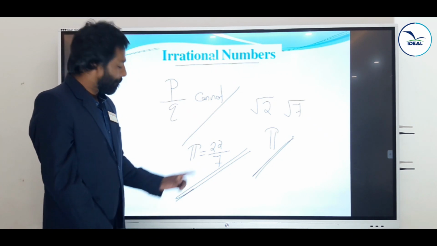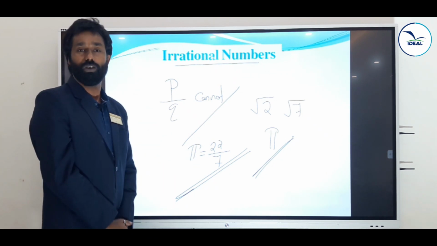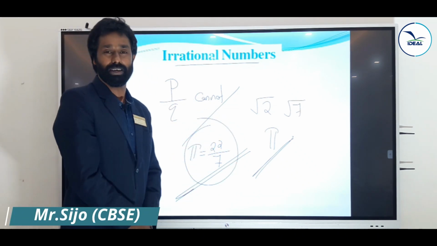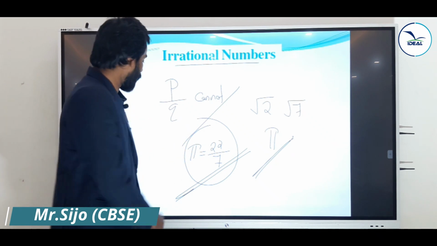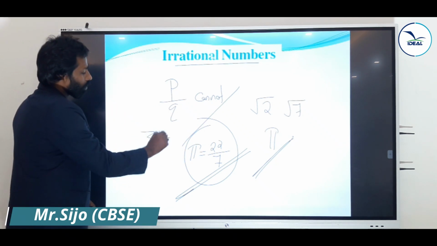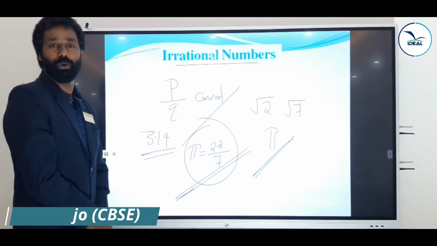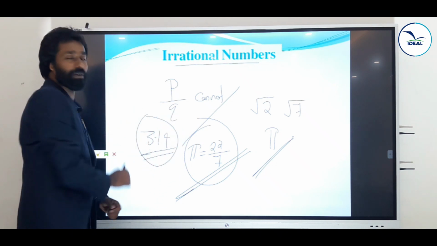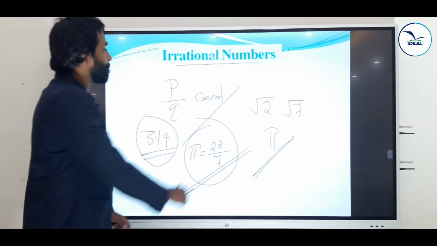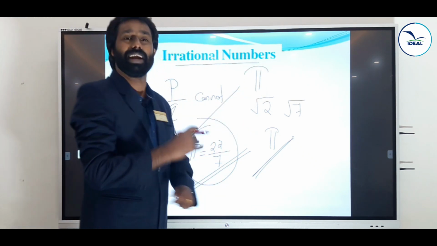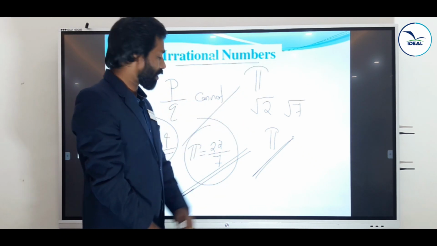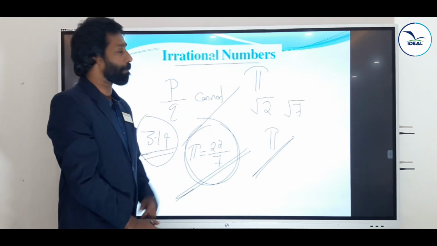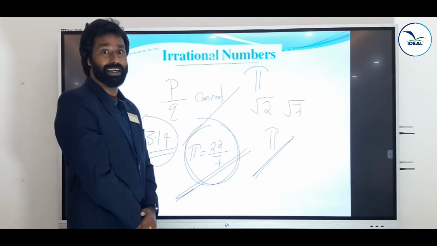Well, actually, it's not the actual value of pi. It is only for calculation purposes we are using 22 by 7. It is not the actual value of pi. And 3.14, this is the decimal value of pi. This is also not the actual value of pi. We are also using it for calculation purposes. Therefore, pi is an irrational number. When we write its value as 22 by 7, this 22 by 7 is a rational number, but pi actually is not a rational number, it is an irrational number.